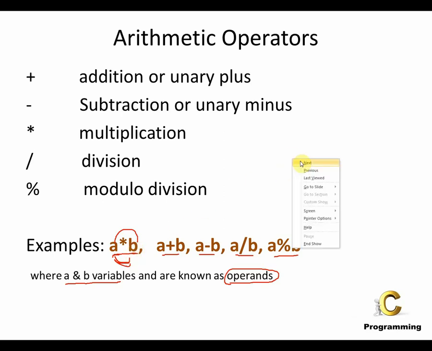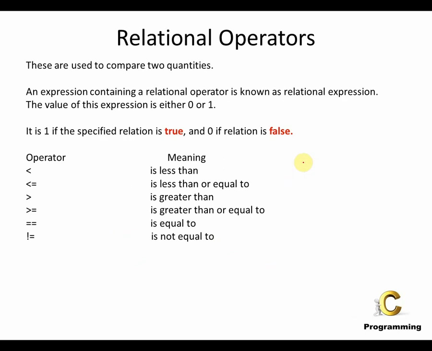Let's go on to the next type of operator. The next category of operators are called relational operators. These are the type of operators which are used to compare two quantities. Compare as in, if the two quantities, or the two expressions, or the two numbers or variables are less than, or greater than, or equal to. Now there are various types of operators under this.